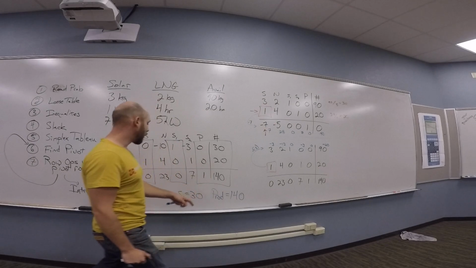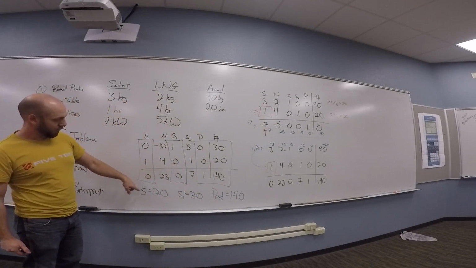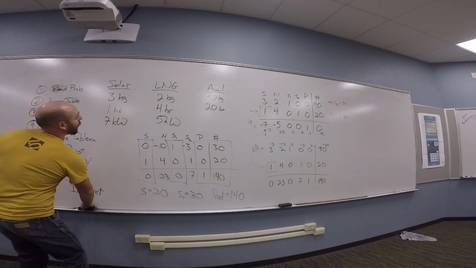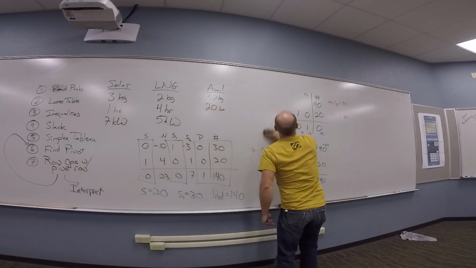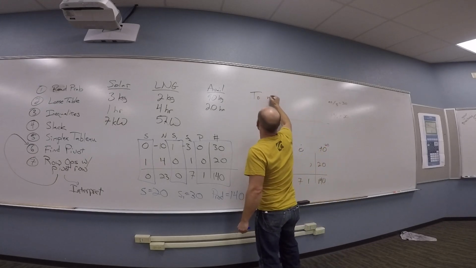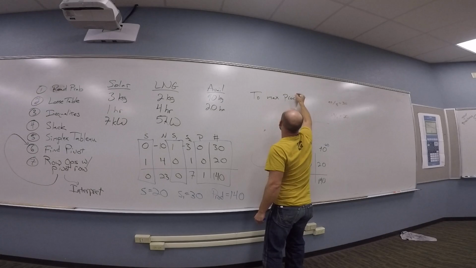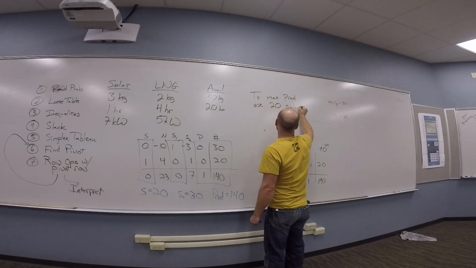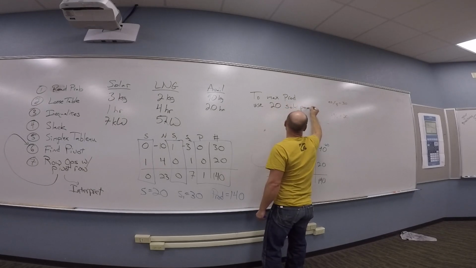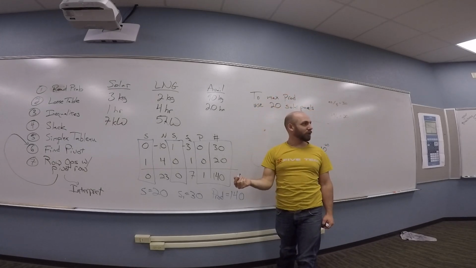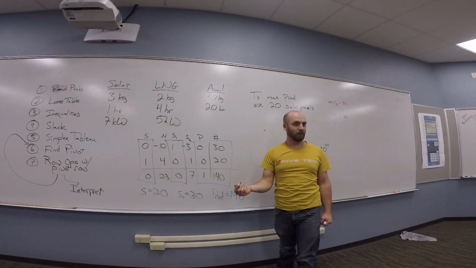Okay, thank you. So, what's my sentence that goes with this? To maximize production, you should use 20 solar panels, which leaves you with 30 kilograms. You should also figure out how much of the other stuff you have left. You guys see that?